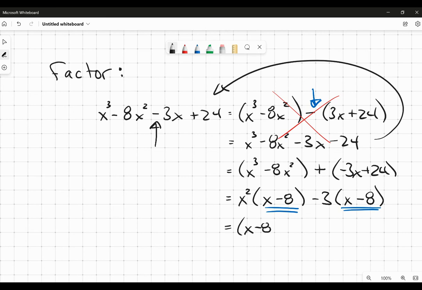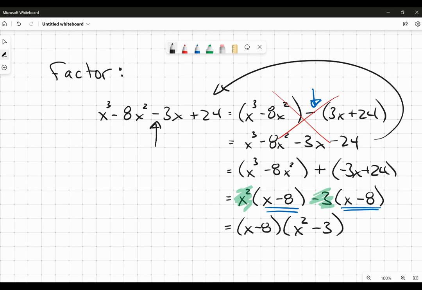So I'm going to take out that common binomial. And when I do, that x minus 8 was multiplied by x squared, so there's my x squared. And then it was also multiplied over here by this negative 3, so minus 3. Okay, and there you go.